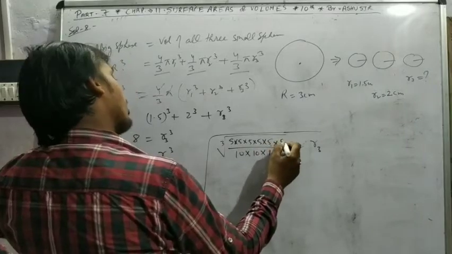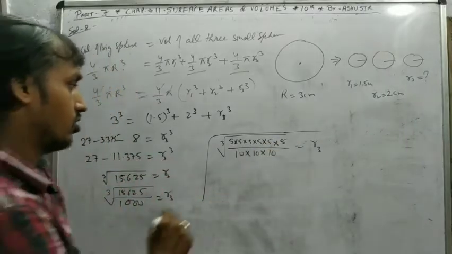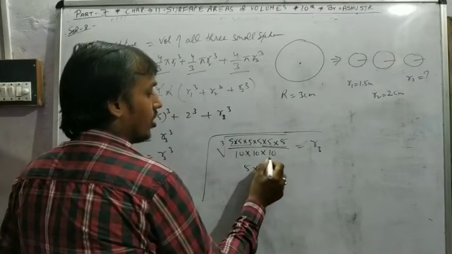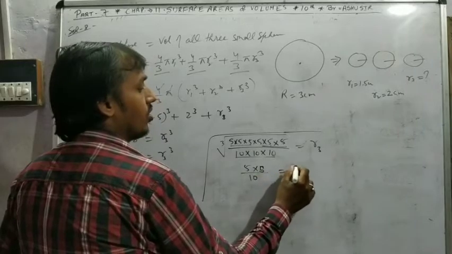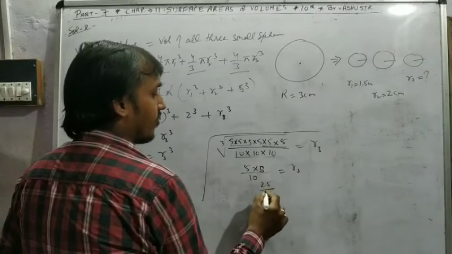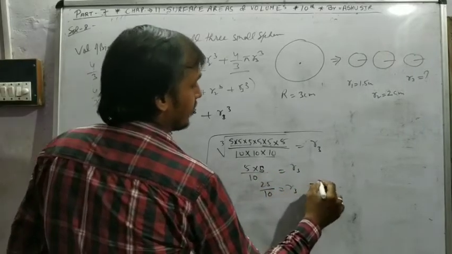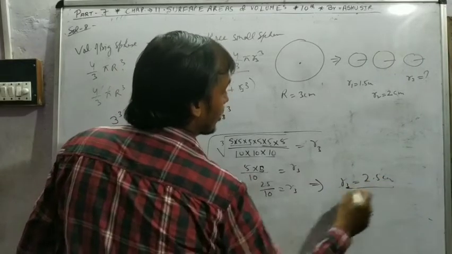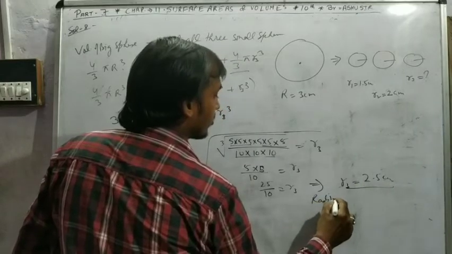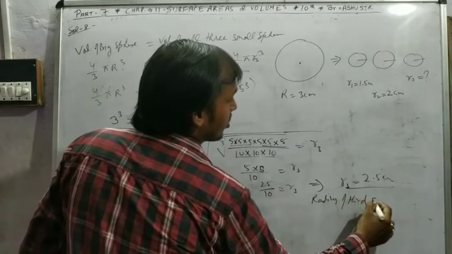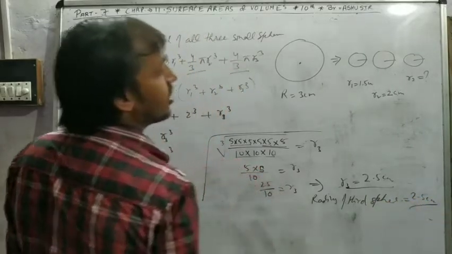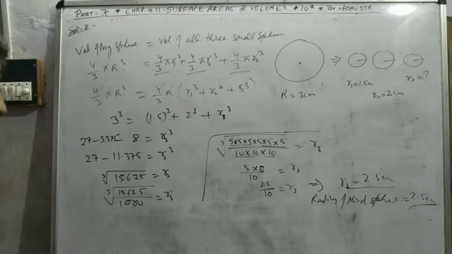5 into 5 is 25, 25 into 5 is 125, 125 into 5 is 625, 3125, 3125 into 5 is 15625. So it's a group, 2 groups, only 1 group. So we get 25 by 10. That means R3 equals 2.5 centimeter. Radius of the third sphere is 2.5 centimeter. I hope you understand how you find it. Pause, note it down.